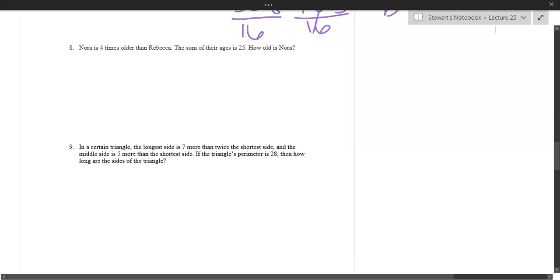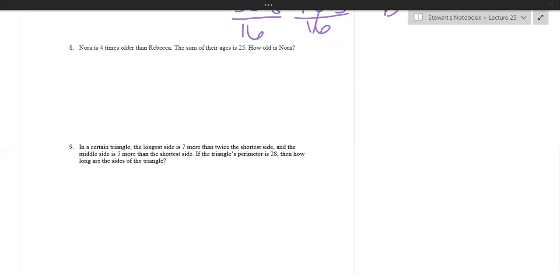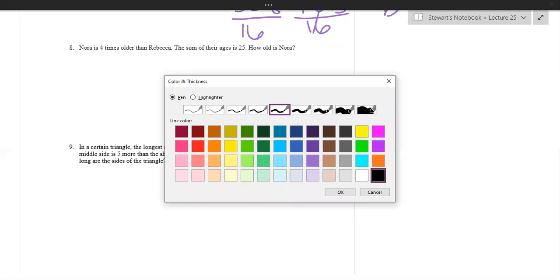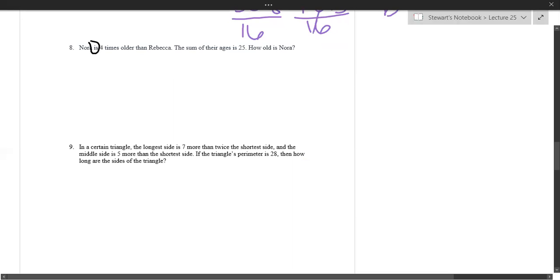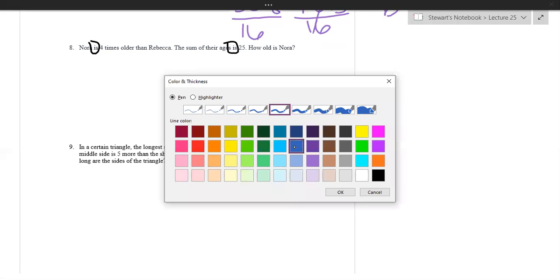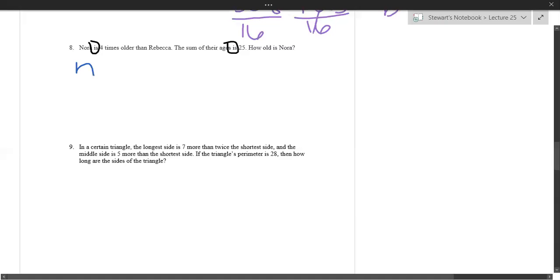Okay, so it says Nora is 4 times older than Rebecca. The sum of their ages is 25. How old is Nora? All right, so let's do this. Okay, so let's let Nora be N and Rebecca be R.